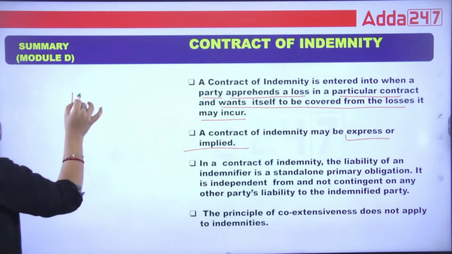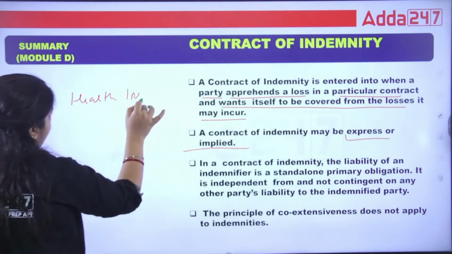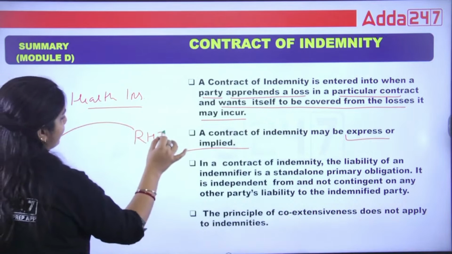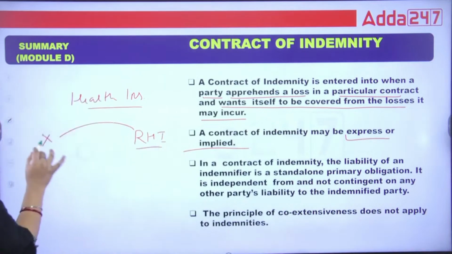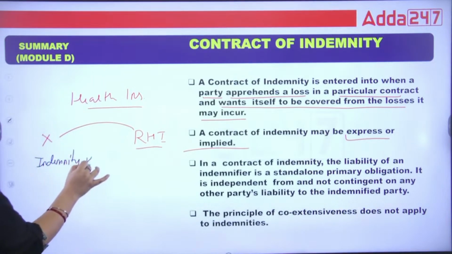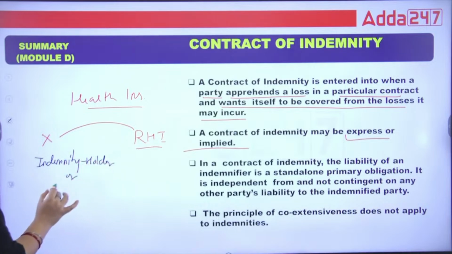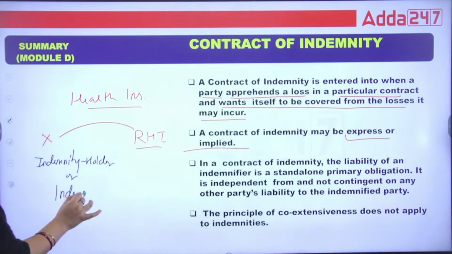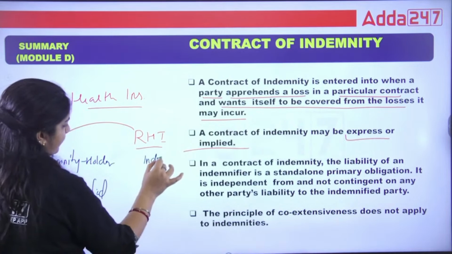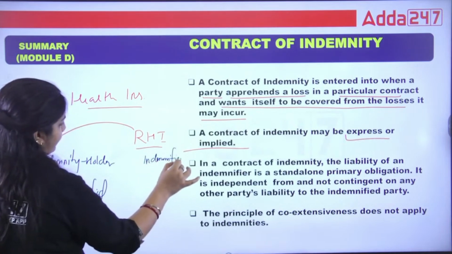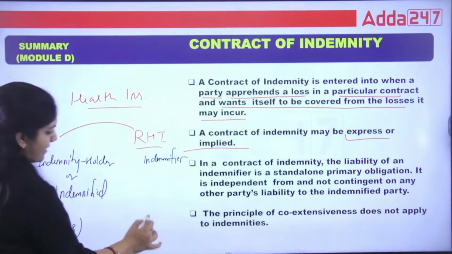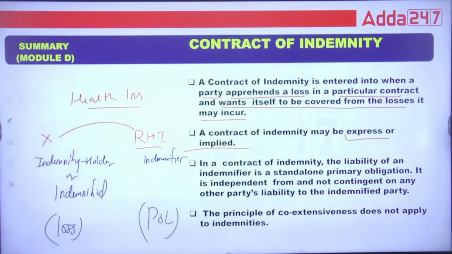See class, just like your health insurance. In health insurance, suppose person X has taken health insurance from Reliance Health Insurance Company. So guys, person X is called the indemnity holder, and this is also called indemnified, and this insurance company is called the indemnifier. So class, the loss will happen to this person and protection of loss will be done to this person, right?